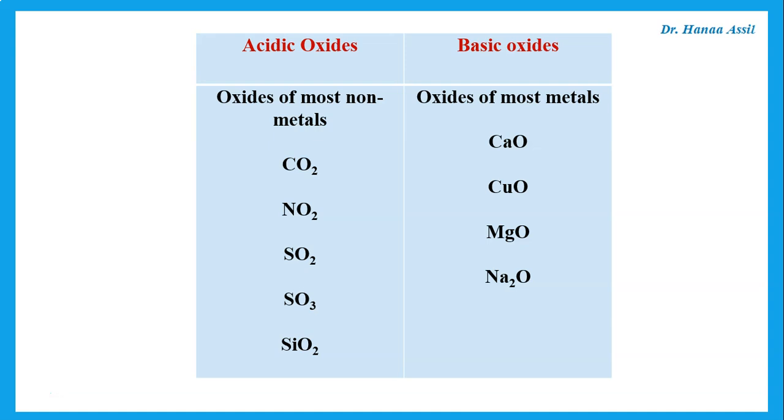So you should know that oxides of most non-metals are acidic. So carbon dioxide, nitrogen dioxide, sulfur dioxide, sulfur trioxide, all of these are acidic oxides, and that means they will react only with a base. Most metal oxides are basic. So calcium oxide is a base, copper oxide, and so on. So oxides of most metals are basic, and that means they react only with acid.